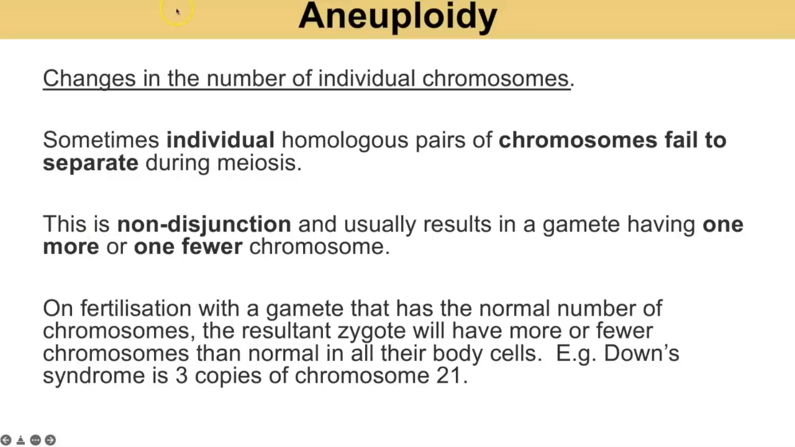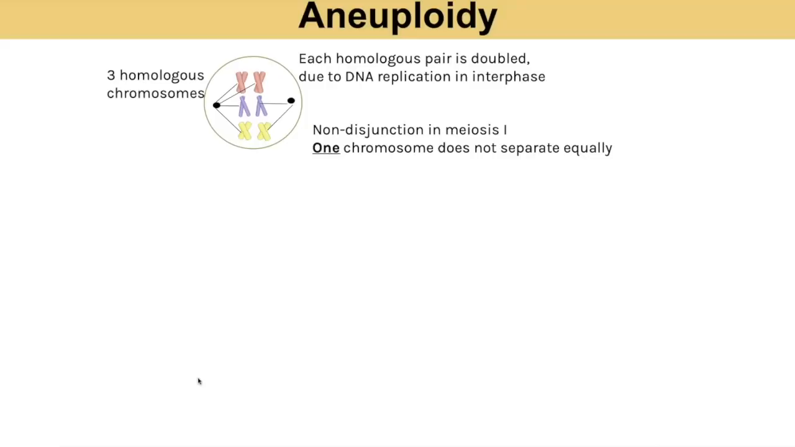Aneuploidy is different. This is when you have changes in the number of individual chromosomes. So sometimes individual homologous pairs of chromosomes fail to separate during meiosis. It's still called non-disjunction, but instead of affecting every single chromosome or chromatid, it's just one. And this is how Down syndrome occurs. You have non-disjunction on chromosome 21, so you end up with 3 copies of that chromosome instead of 2. So let's see how that might occur.